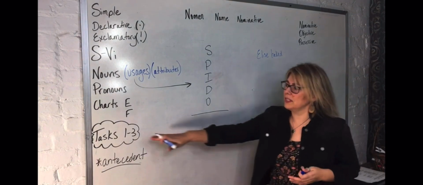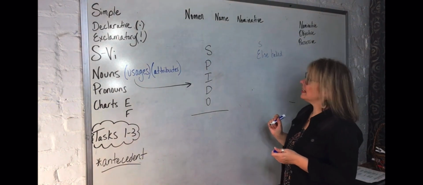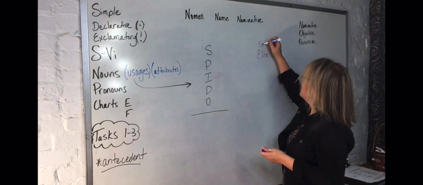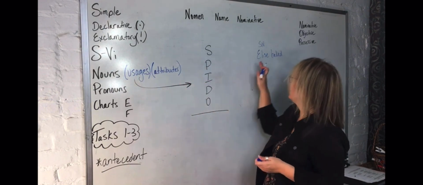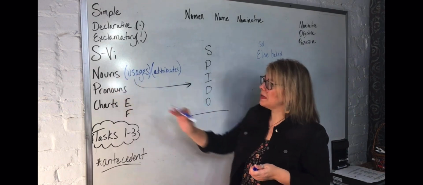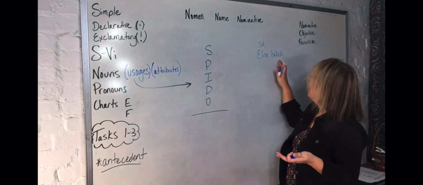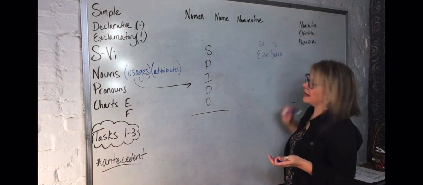If you were going to go through tasks 1 through 3, you would label them. That's the subject. And it's nominative. It's a noun, right? Subject, noun. We're going to label them either SN for noun or SP for pronoun. Elise is a noun because it's a name, right? And then baked, VI. She just baked.